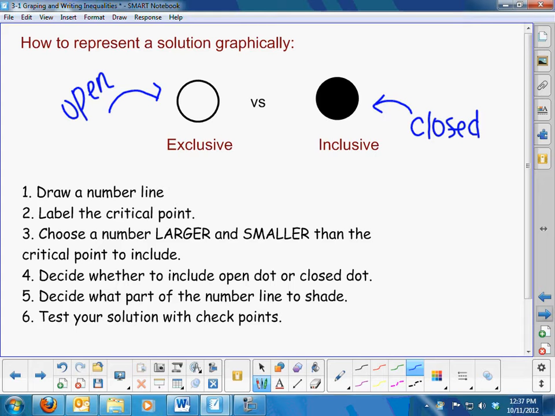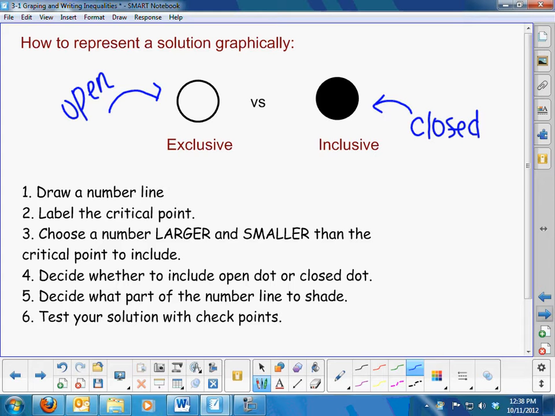Okay, back to open and closed dot. Open dot simply means that that critical point is exclusive. It is not included in the solution set. Whereas inclusive means it is included. That critical point is part of the solution set.